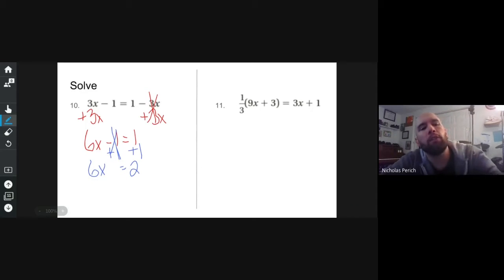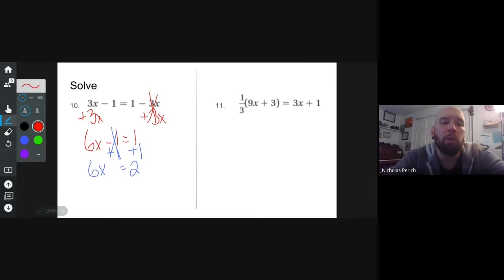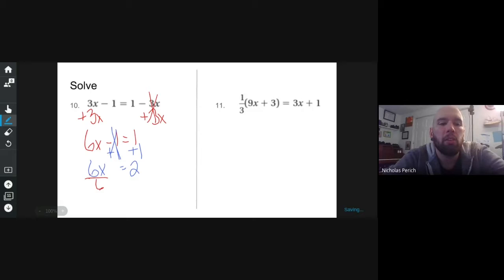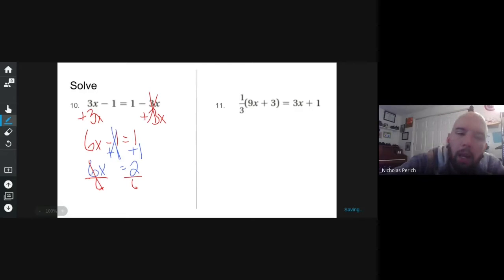I have 6 in the way, so I'm going to divide everything by 6. And I get the fraction 2 over 6. I know that I can simplify 2 over 6 to 1 over 3.